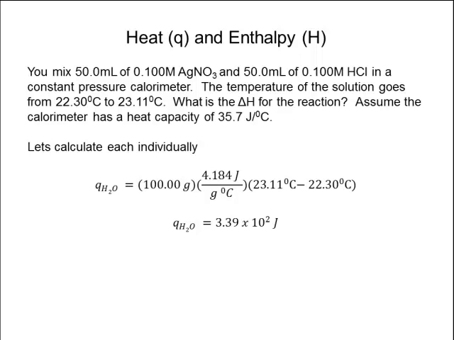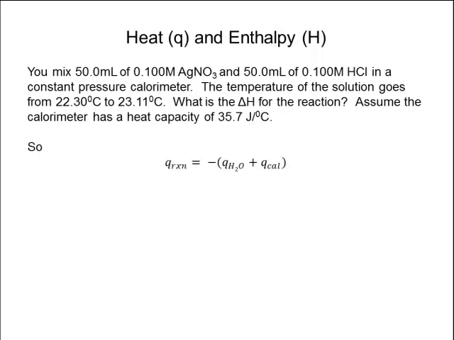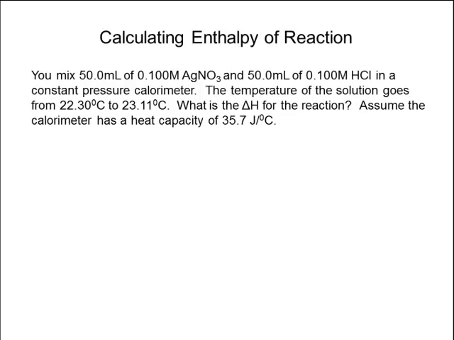I now want to calculate my Q of reaction. So remember, my Q of reaction is negative Q of the water plus Q of the calorimeter. So negative 3.39 times 10 to the second joules plus 28.9 joules. So my Q of the reaction is going to be a negative 367.9 joules. Now keep in mind, that's the amount of heat for this specific experiment. I'm trying to calculate delta H for this reaction.